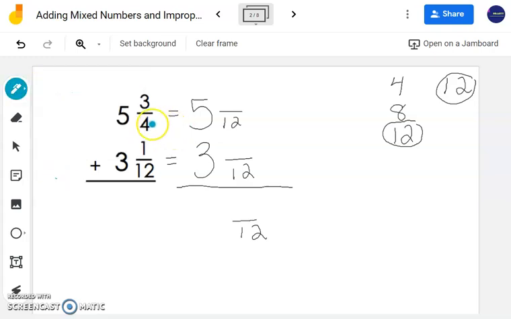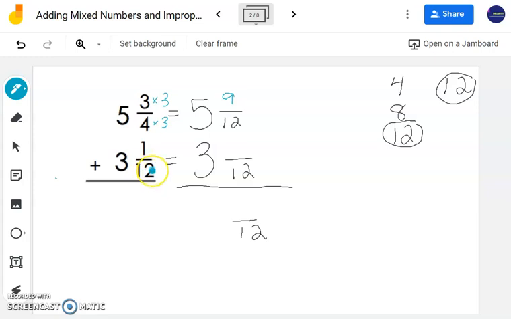Now, my next step, I'm going to look at 5 3/4. Here, I'm going to ask myself, 4 times what number gets me to 12? Well, 4 times 3 is 12. So if I multiply my denominator by 3, I'm going to multiply my numerator by 3 as well. So now 3 times 3 is my new numerator. This is showing me that 5 9/12 is equivalent or equal to 5 3/4.